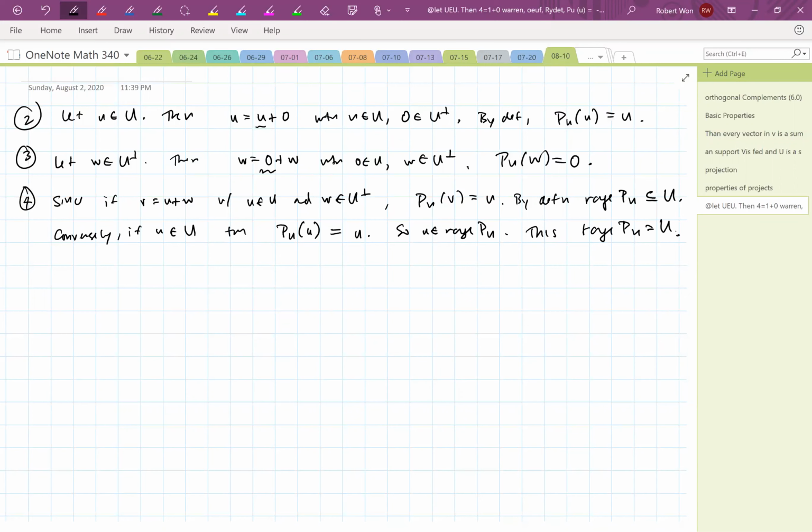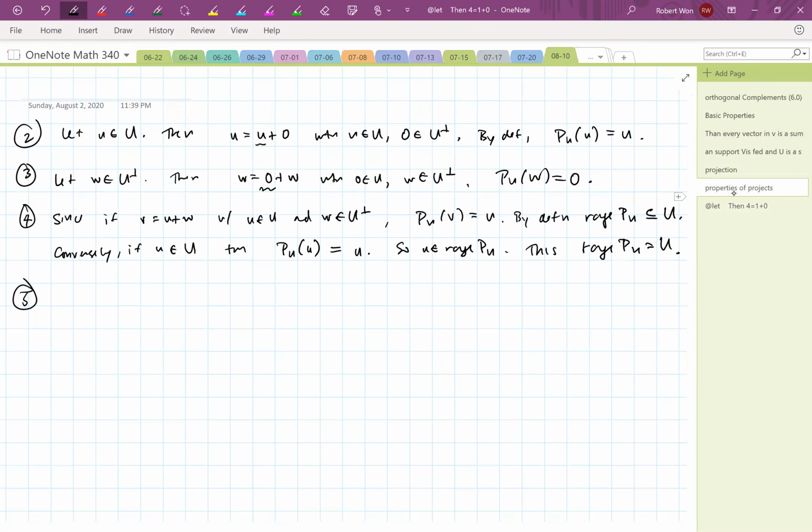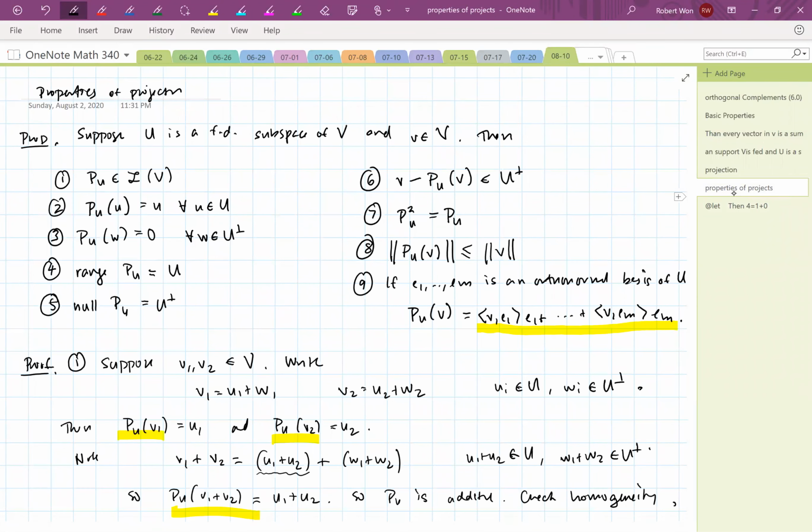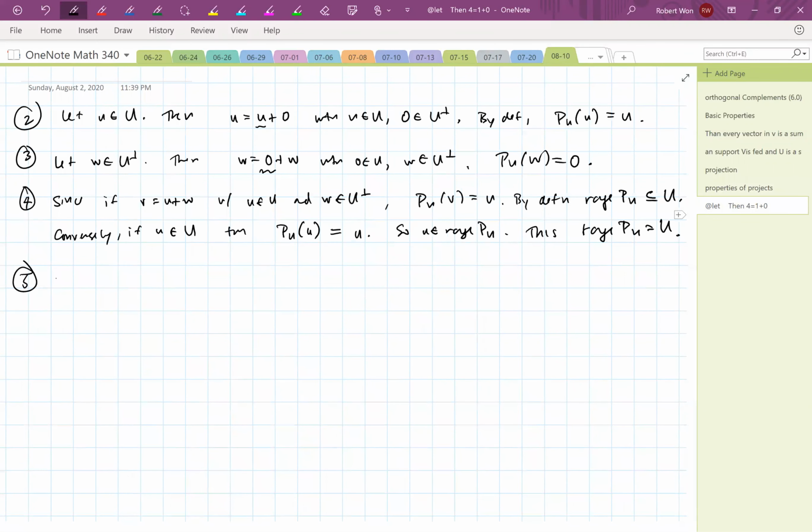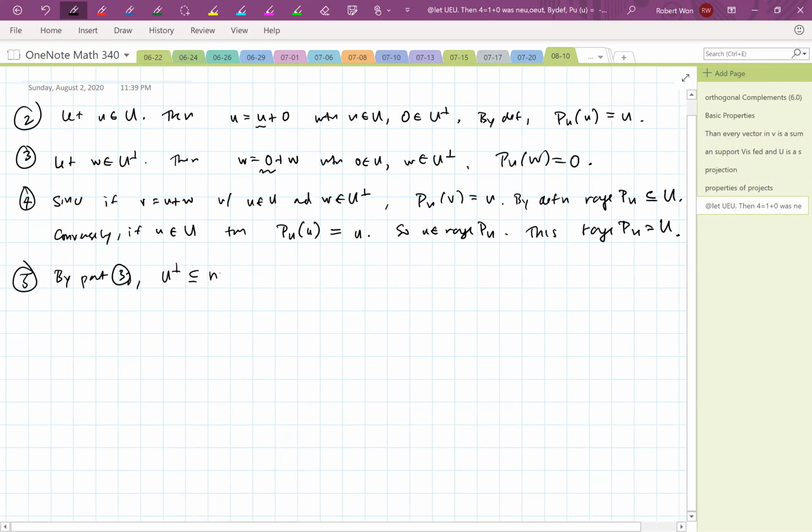Okay, cool. 5, what was I supposed to show? The null space is the orthogonal complement. Okay, well, part 3 shows that the orthogonal complement is a subset of the null space. Everything in the orthogonal complement goes to 0. So by part 3, the orthogonal complement is a subset of the null space.